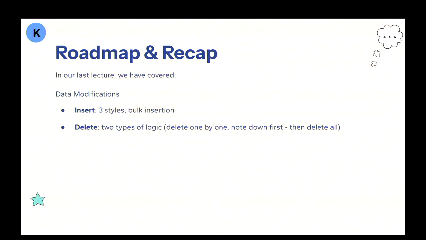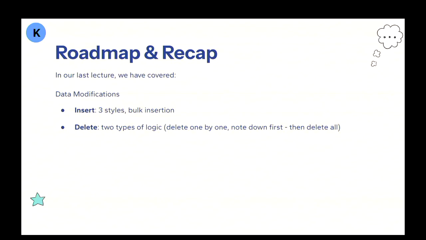The first one is we can iterate through the table and delete the rows one by one. Once we meet a row that meets the conditions we have specified, we can remove that row from the table. That's the first type of implementation. The second type of implementation is that we use two loops. In the first loop, we just take note of the tuples that meet the requirement or the condition.